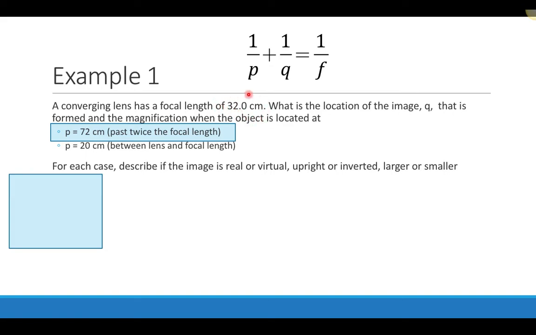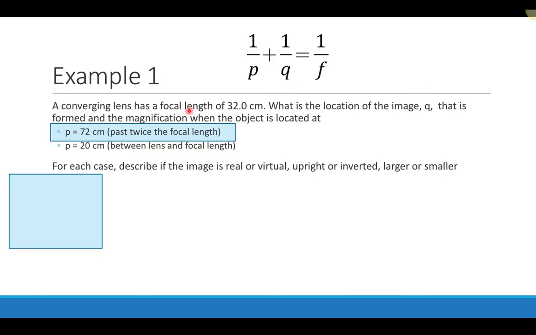The focal length is 32 centimeters, so I'm putting the object more than 2 focal lengths away from the lens. Then I want to repeat that for when the object is located only 20 centimeters from the lens, so that it's between the focal point and the lens. We're going to focus on the first one first. For each of these cases, we're going to describe whether the image is real or virtual, upright or inverted, and larger or smaller.